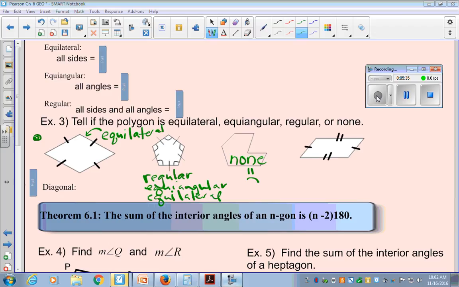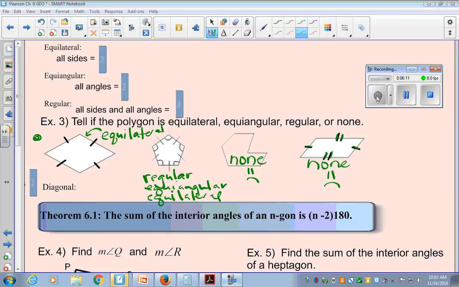And then the shape on the end, we see that we have congruent sides on the left and the right, and congruent on the top and the bottom. That makes it a parallelogram. But it doesn't mean it's equiangular, and it doesn't mean it's equilateral. So it is also none. I just feel bad because for a little shape, all I want to do is be part of the game. It's just not the right shape.